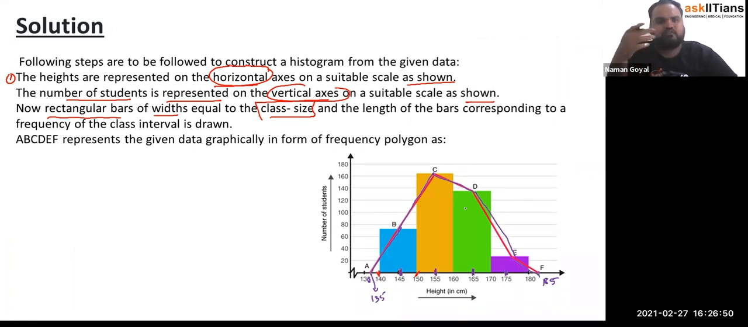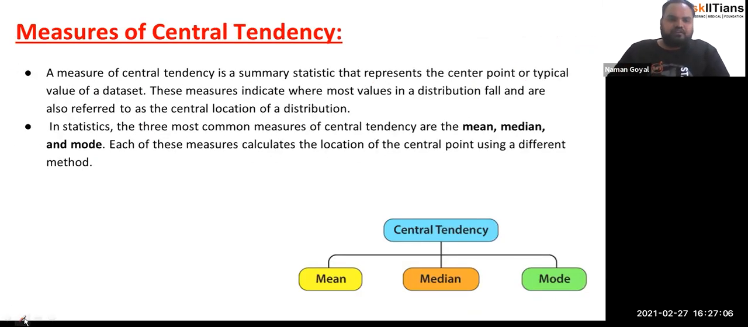Okay, so in frequency polygon graph, what we have to do, we have to draw first histogram, then with the help of that histogram we can draw the frequency polygon. Are you getting my point? So it is very easy to understand, right? Okay, now next topic is very important.